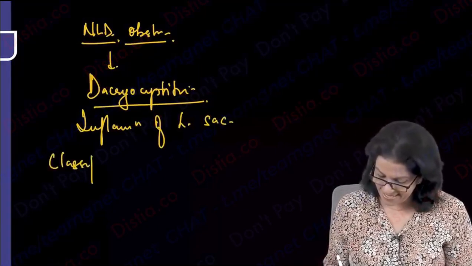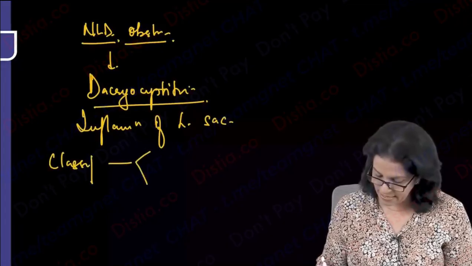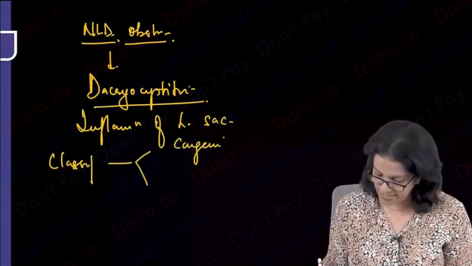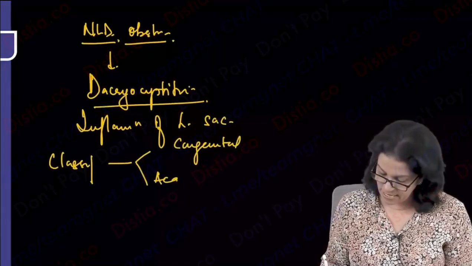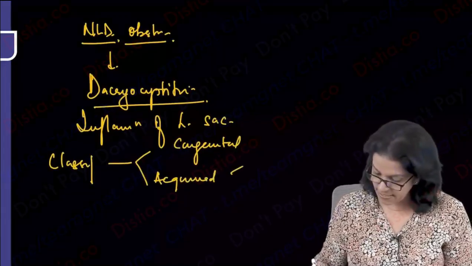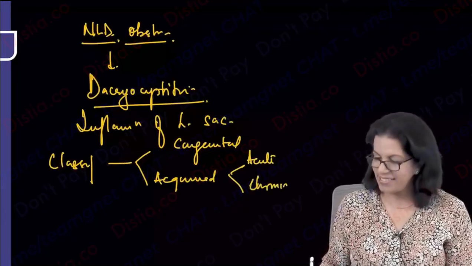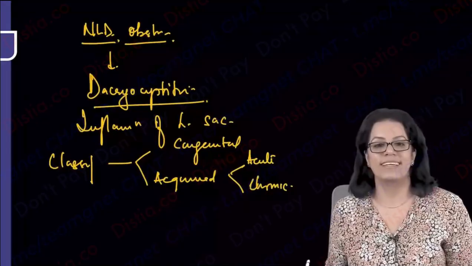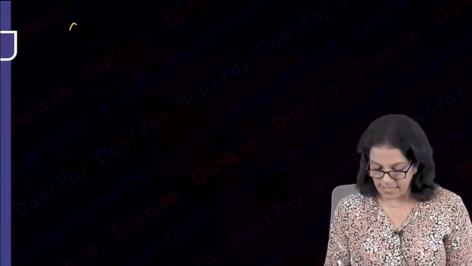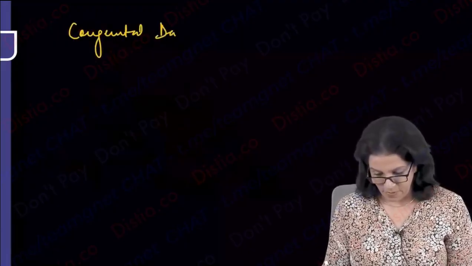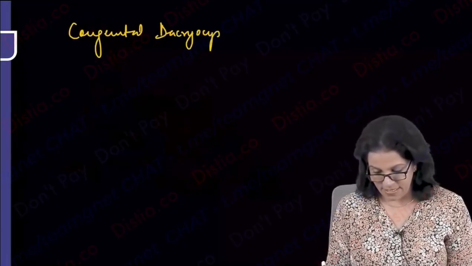Classification. So let's divide it as congenital or acquired. And acquired is further divided as acute and chronic. Okay, one by one. First we take congenital dacryocystitis. What will be the cause of congenital dacryocystitis?